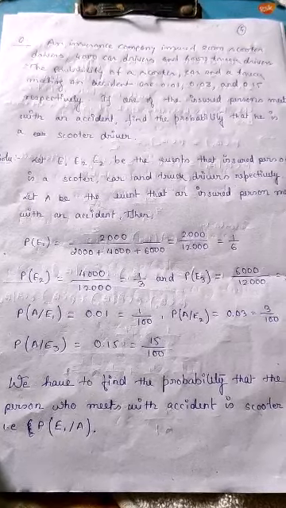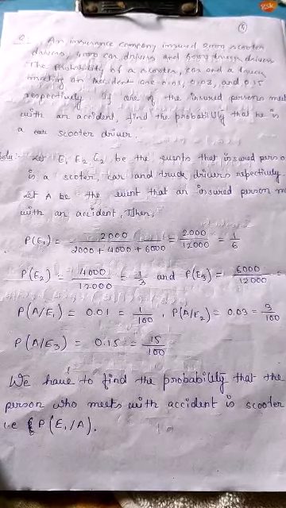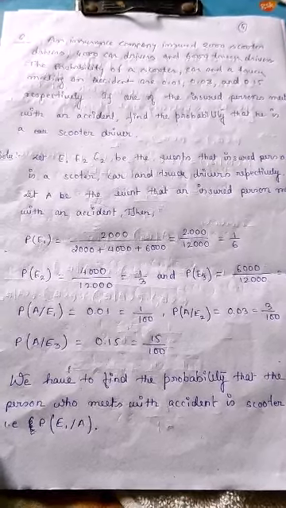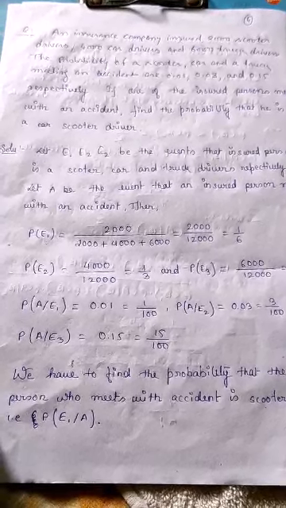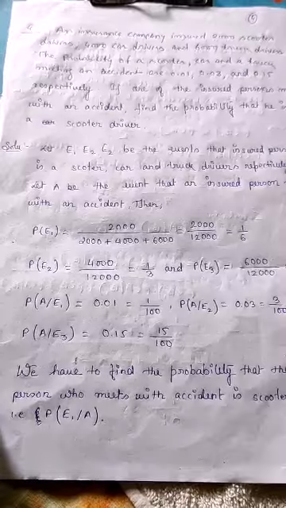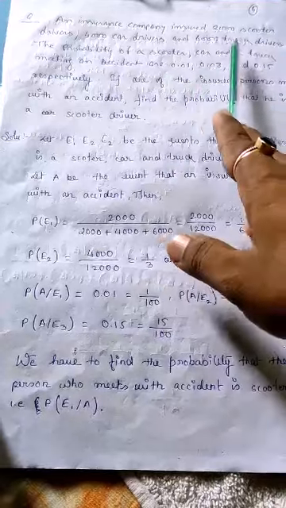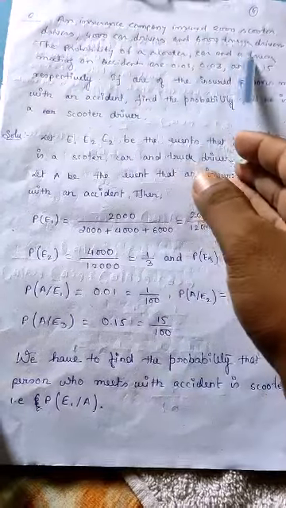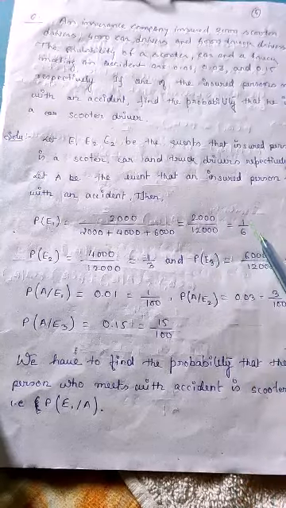So here 3 events are there. One is scooter driver, another one is car driver, and third one is truck driver. Since there are 3 events, they can be represented as E1, E2 and E3: E1 for the scooter driver, E2 for the car driver and E3 for the truck driver. So let us find the probability of scooter driver, that is P(E1). Total scooter drivers are 2000, and the total number of drivers is 2000 plus 4000 plus 6000. So 2000 by 12,000 is the probability of a scooter driver.